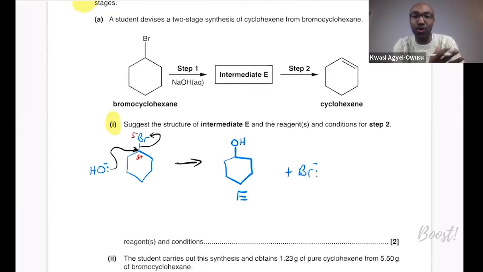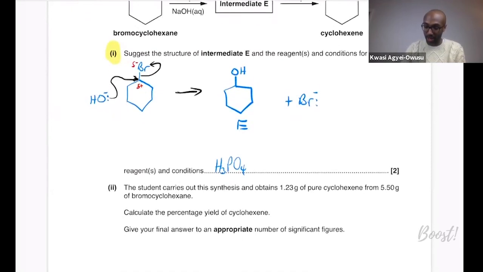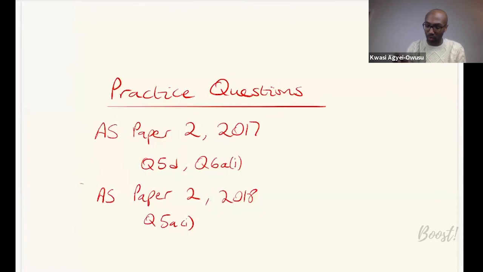Now, this is not sort of relevant to what we've been discussing, but if you wanted to go from your cyclohexanol to your cyclohexene, then you could dehydrate that cyclohexanol by using concentrated phosphoric acid, for instance, to furnish you with the alkene. Okay, so your phosphoric acid, H3PO4, is what you would need to go back to the cyclohexene molecule. Okay, so those are, I believe, all of the questions on the 2017 paper we want to look at.